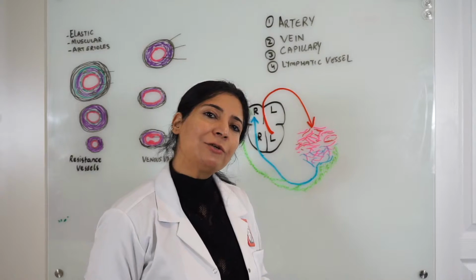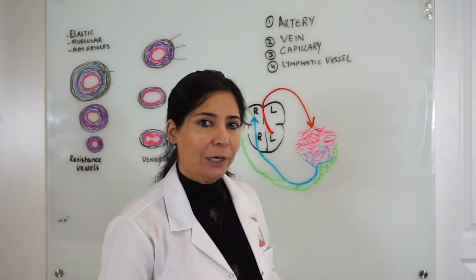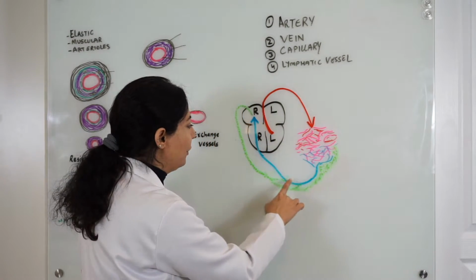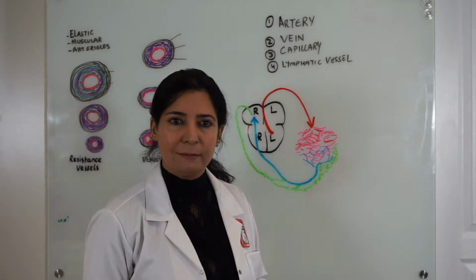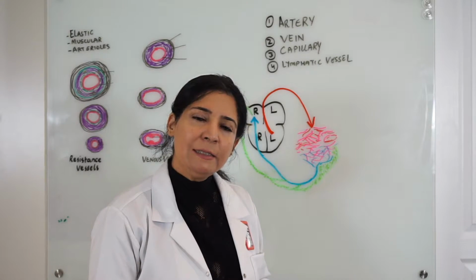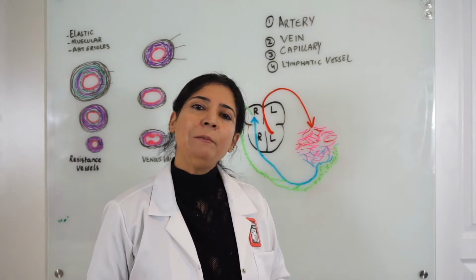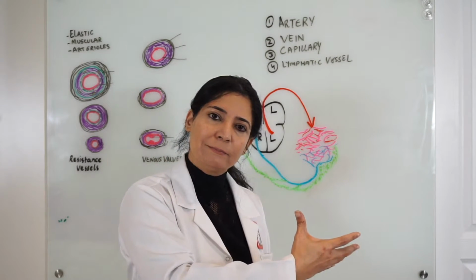Then we have another set of vessels which are basically bringing blood back towards the heart, or they are moving towards the heart, not away from the heart. So these vessels are known as the veins. So the second component is a vein. A vein is a vessel which is bringing blood towards the heart.